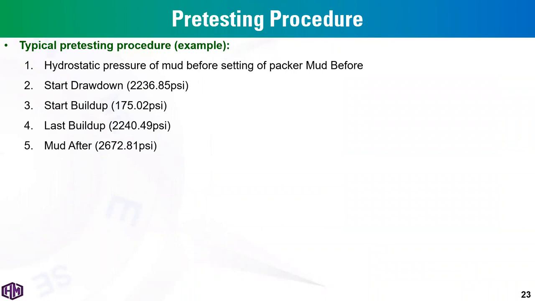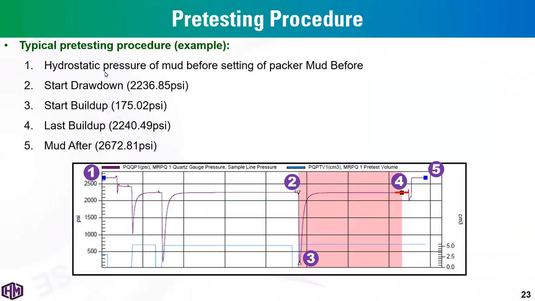So the typical process, as you can see, is that for any pressure point or any fluid sample, we start with the point in terms of pressure with time. We have the hydrostatic pressure of mud before setting of the packer. This is the hydrostatic pressure of trailing fluid. And then once we set the packer, you have a decrease in pressure due to the hydraulic sealing of trailing fluid over the pressure gauge.